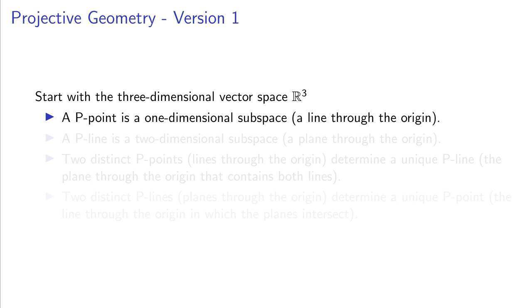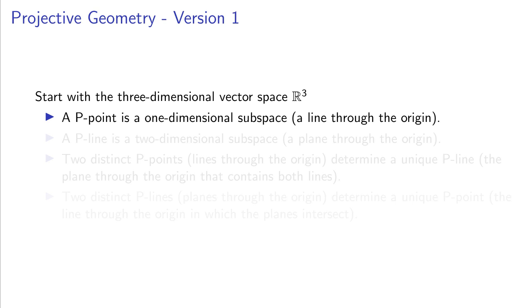Now let me introduce a geometry where the points and lines are not what you ordinarily think of as points and lines. We start with a three-dimensional real vector space, R3. This consists of points that have an x-coordinate, a y-coordinate, and a z-coordinate. And I'm just going to decree that a point of this projective geometry, I'll call it a p-point, is a one-dimensional subspace of R3, the set of all possible multiples of a certain vector. This corresponds geometrically to a line through the origin.